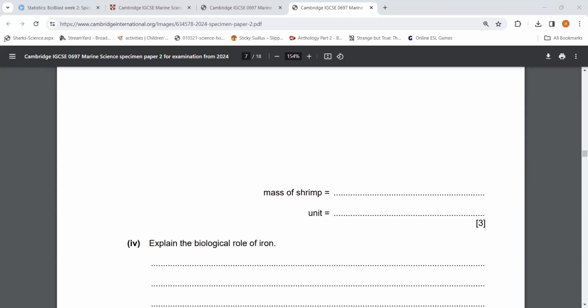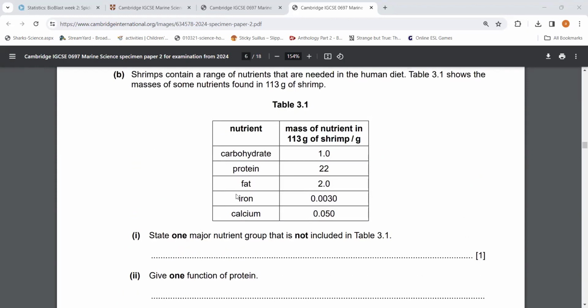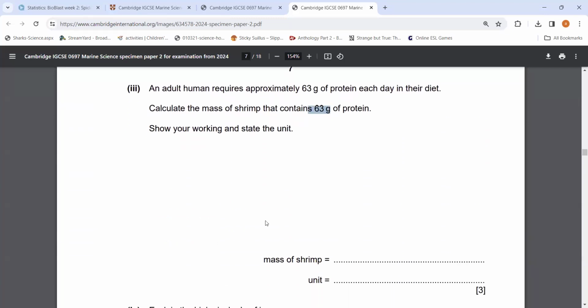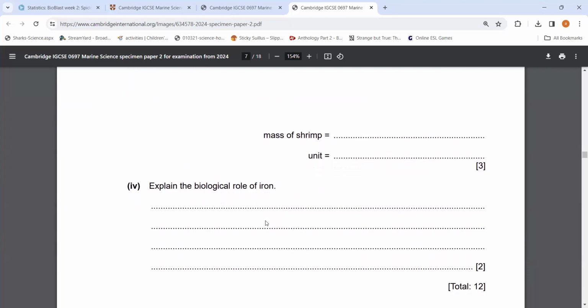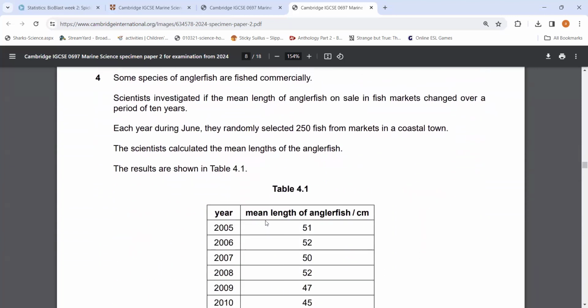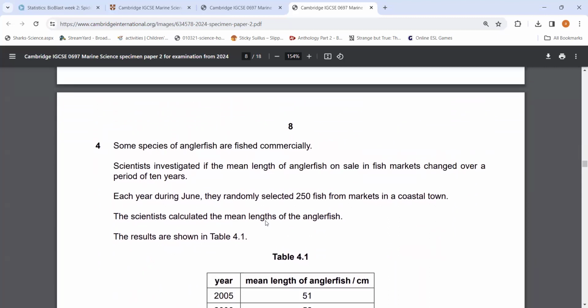So sometimes that's a little bit of trial and error. If you come back here and look at that, you've got the mass of nutrient in 113 grams of shrimp. So where I worked from there is I looked at what I know. I have the 22 figure here, I have 113 here, and then I have 63 here, and I worked back from there. Okay, so hopefully it's given you a little overview of some of the questions in paper two.